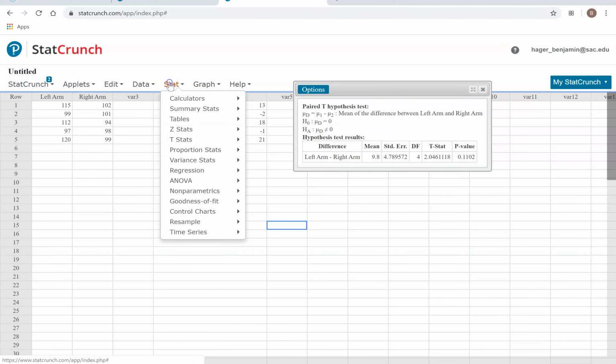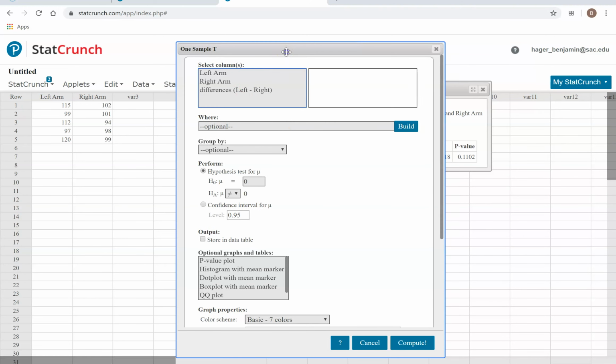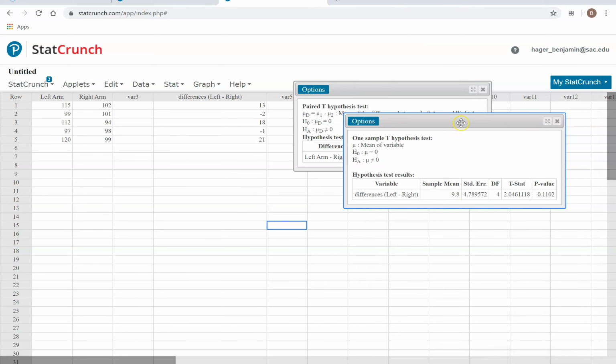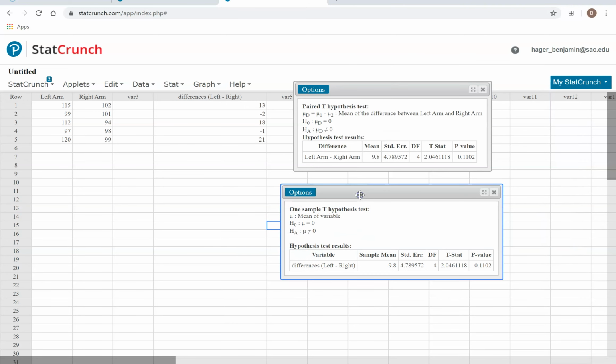If I go to t-test, t-stats, but I'm only doing one sample here with data, right? I'm doing a one sample t-test on this data right here. So I want to use it from this column, the differences. The null is that the average is 0. The alternative is that the average is non-zero. Whoops. If you see, I get the exact same results. If I can get it to settle down here. There. Right? Same p-values, same t-stats, same exact results.